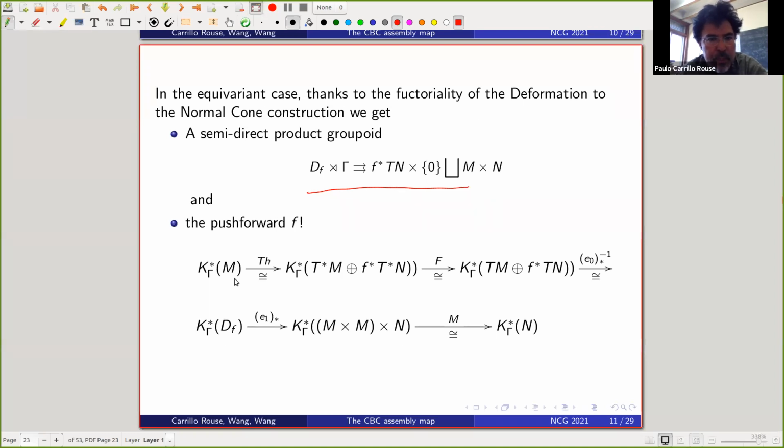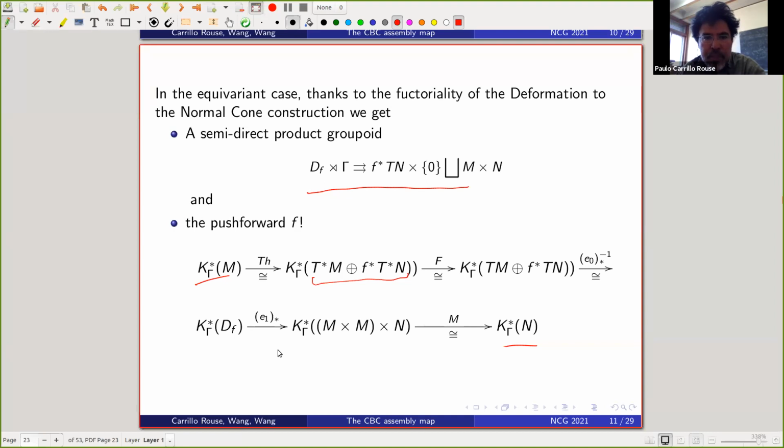So for the Thom isomorphism here, I'm supposing that this map has a Pinsky structure of some kind. For example, M will be at least a proper manifold, a gamma proper manifold, and this would be a vector bundle. Then you have the Thom isomorphism and the deformation groupoid that tells you how to go from the K-theory of M to the K-theory of N. Now, this is really the equivariant index, the family index, as can be shown.